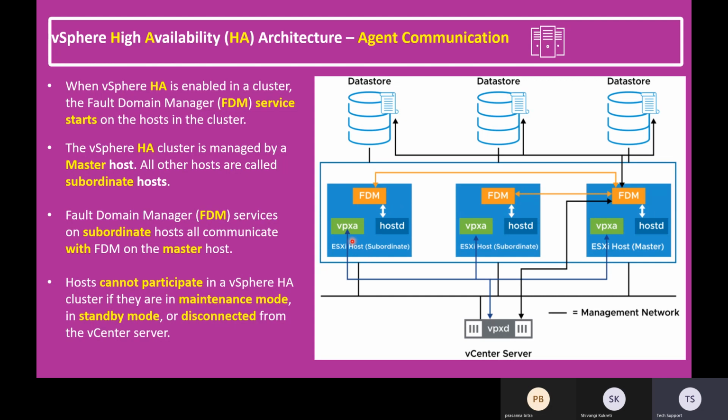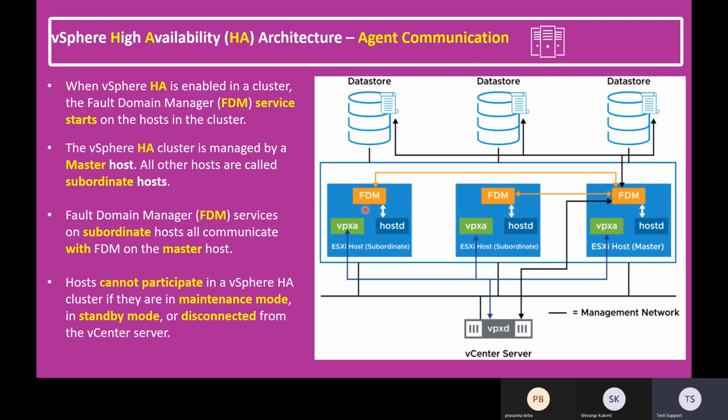Suppose I am doing maintenance on an ESXi host. If I place the host into maintenance mode, during that time vSphere HA decides that this host is not participating in high availability, because there is some maintenance going on at the ESXi host level. It's planned maintenance, not an unexpected outage. If it is in standby mode or a disconnected state, vSphere HA also decides that it cannot participate in the HA cluster. So this is a high-level overview of vSphere HA architecture and agent communication.